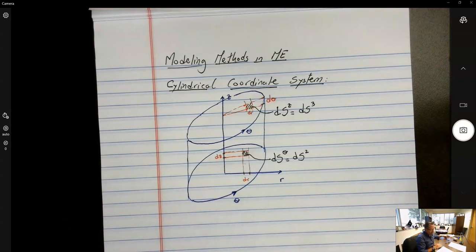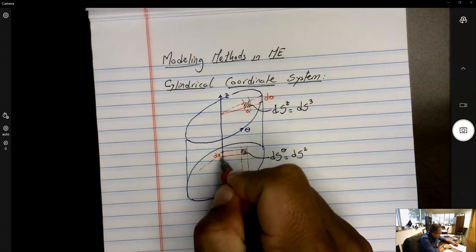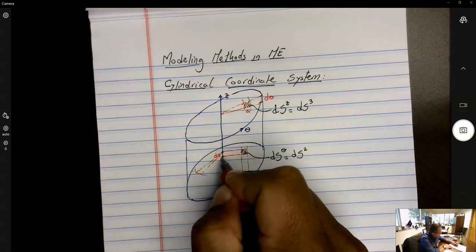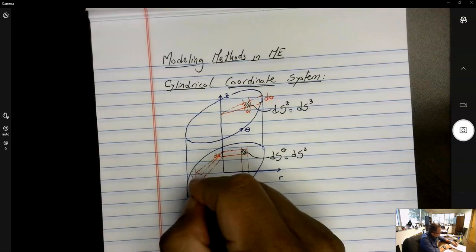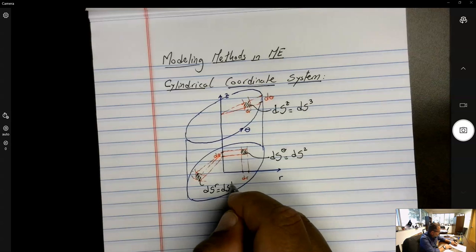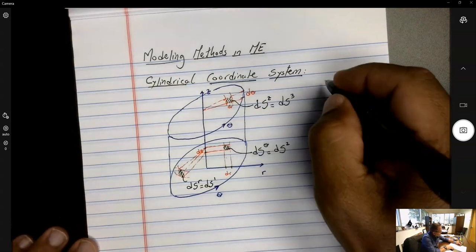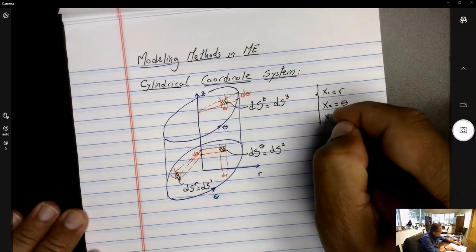And if we take, again, a little bit of Z, let's project it in this direction. Let's project it in this direction. And then this area here will be dsr, or ds1, the differential of surface perpendicular to the r axis. Remember, in the cylindrical coordinate system, x1 is r, x2 is theta, and x3 is z.